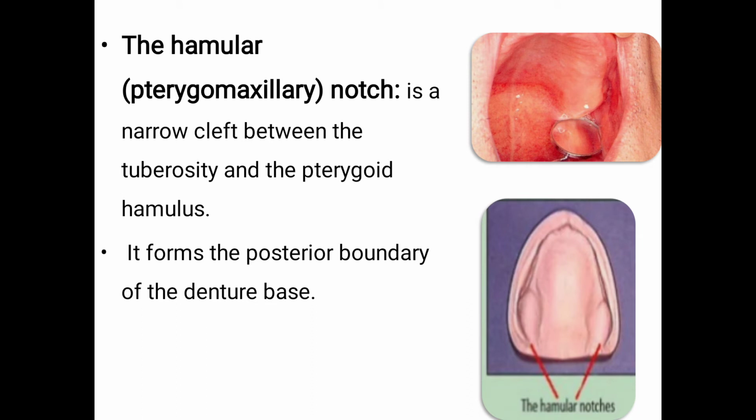The next landmark is the hamular notch. We also call it the pterygomaxillary notch. عبارة عن narrow cleft between the tuberosity and the pterygoid hamulus. أهم حاجة فيها لأنها هي landmark بتورينا البوستيريور باوندري اوف ذا دينشر بيز، يعني هي فيها ذاتها الدينشر بيز بتاعتي في الماكسيلا مفروض تنتهي وين؟ في الهيميولار نوتش، يعني ما تمشي posterior للهيميولار نوتش ولا تكون قاعدة anterior ليها ما واصلة. تمام، لازم تكون الباوندري posteriorly end in the hemular notch.